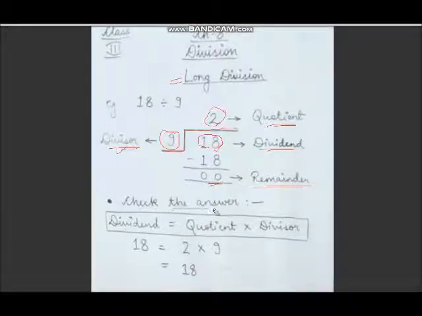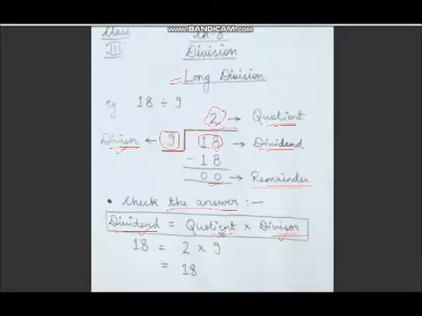We can check our answer too by this method. Dividend is equals to quotient into divisor. So dividend जब हमें चाहिए तो हम क्या करेंगे? Quotient और divisor को multiply कर देंगे to get the dividend. So here in this question 2 is the quotient and 9 is the divisor and dividend is 18.